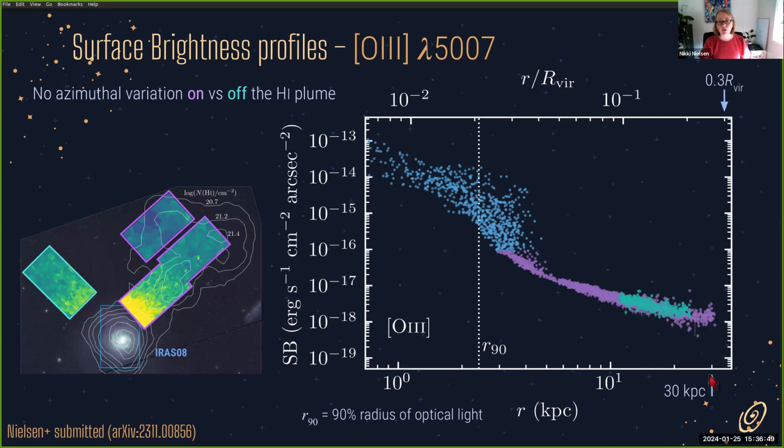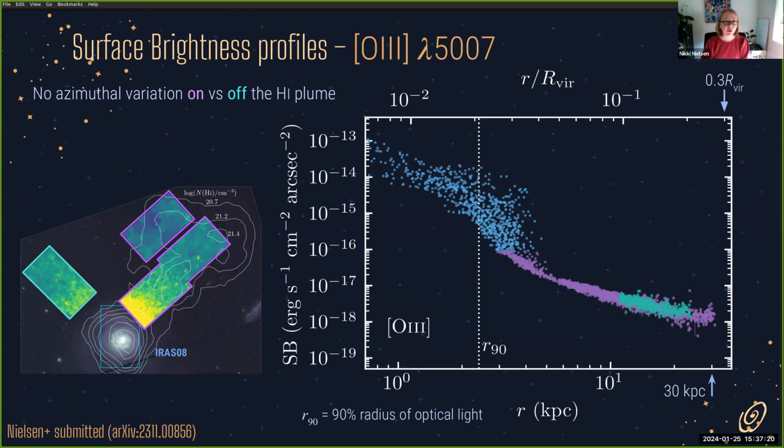We see emission all the way out to 30 kiloparsecs, which is about 1/3 of the virial radius, which is really the inner CGM, where we have found most of the magnesium-2 absorption in previous work. But more interestingly, we don't see a variation in azimuthal angle. The cyan points actually overlap with the purple points. So the ionized gas we're probing here is doing something differently than the neutral gas in this system.